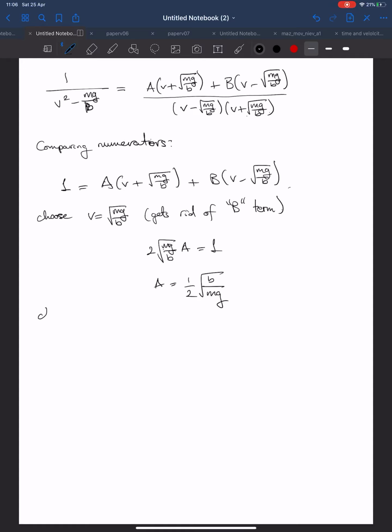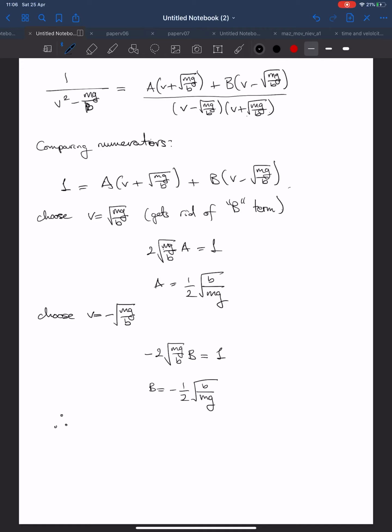All right, next, I want to get rid of the A term, so easily I can do this by choosing v to be this. And then what happens is I get minus 2 square root of mg over b times capital B equals 1. So B is minus 1/2 square root of b over mg. Brilliant.